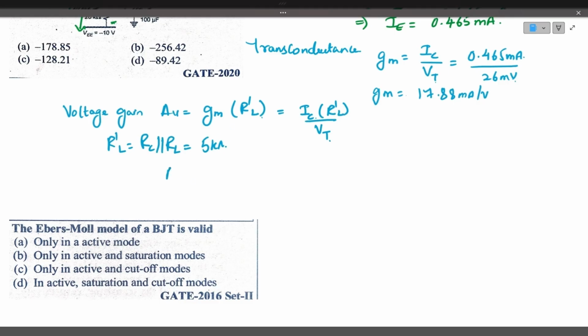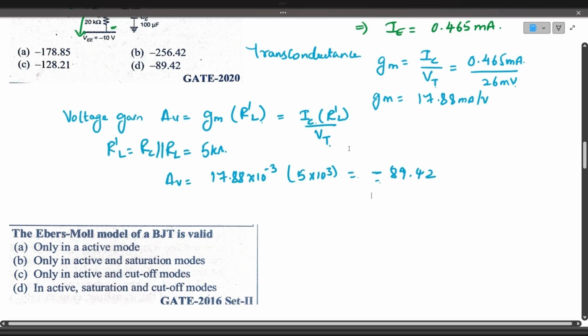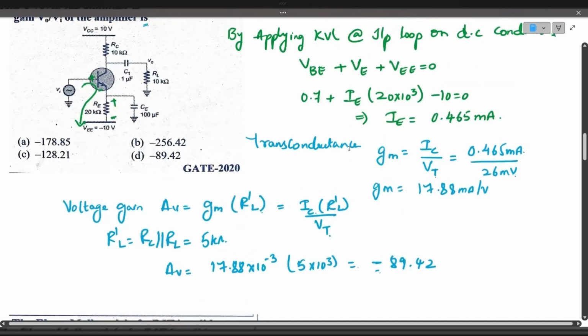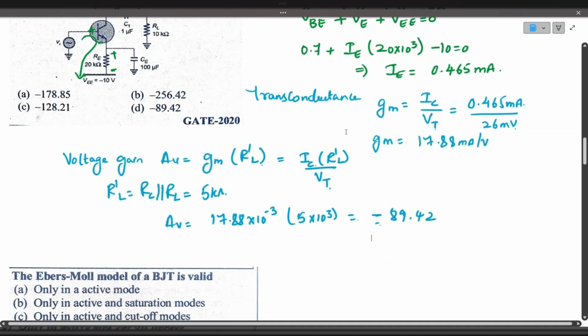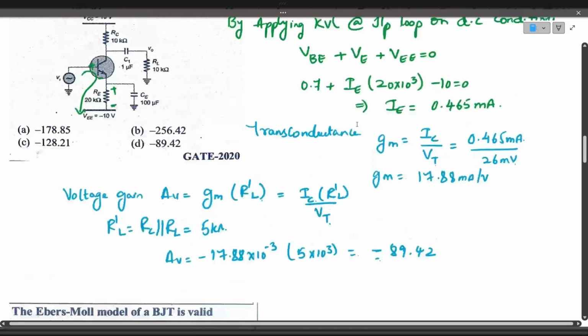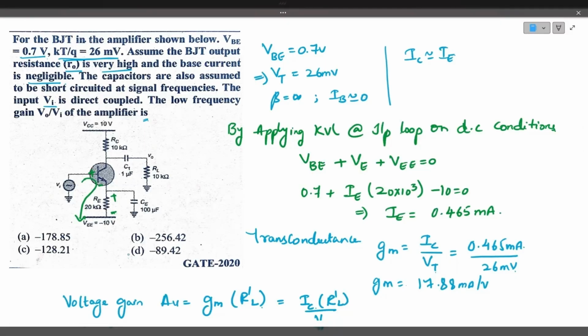So substitute the values. The voltage gain is equal to 17.88 milliamps per volt multiplied by 5 kilo ohms, which will be equal to minus 89.42. Why is there a minus here? Because there is a 180-degree phase shift between the input and output voltages. That's why minus. So the answer is option D.